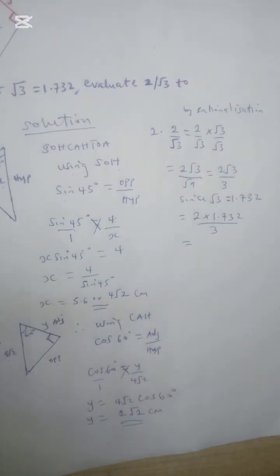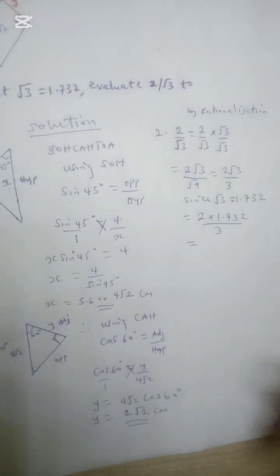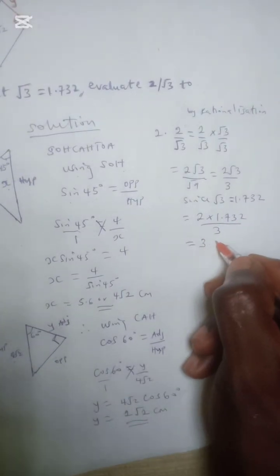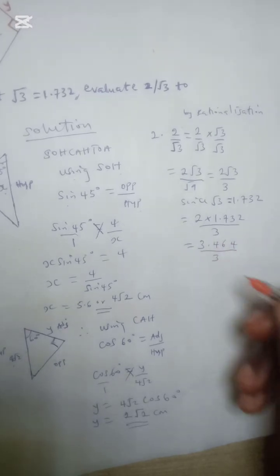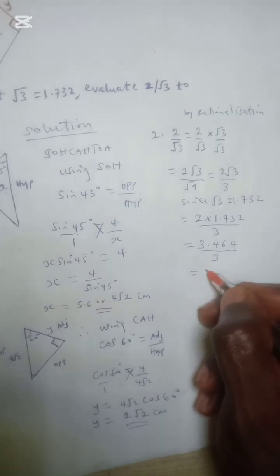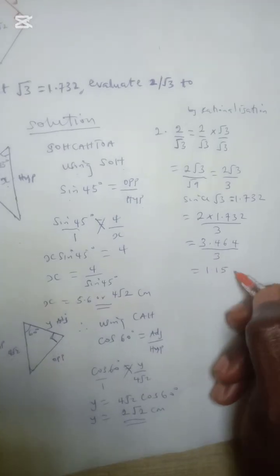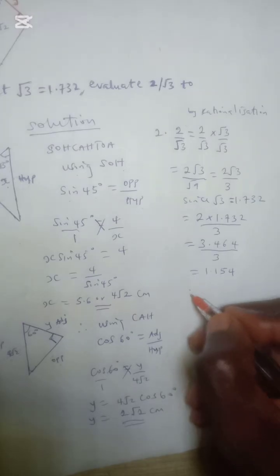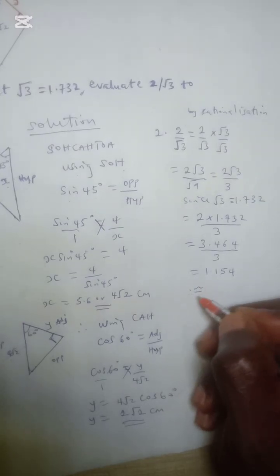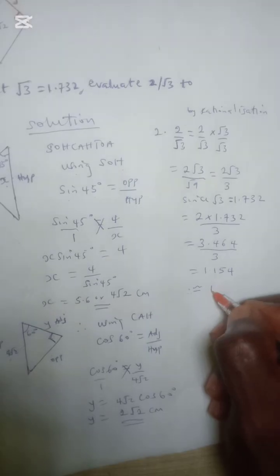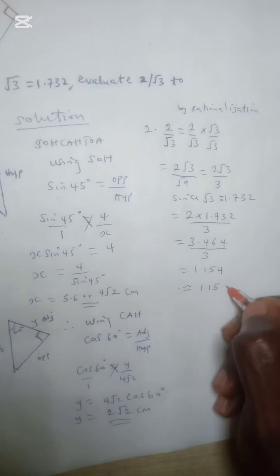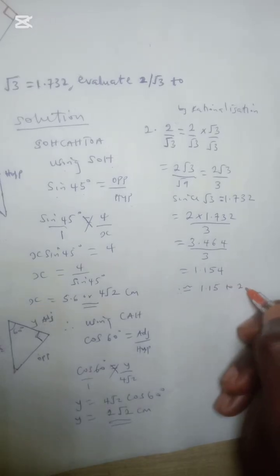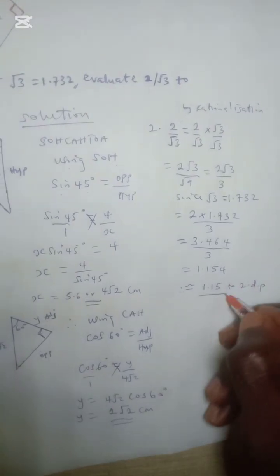So we are now going to have 2 times this, which will give us 3.464, then over 3. Divided by 3, that will be 1.154. Don't forget I said to 2 decimal places. So when you approximate to 2 decimal places, that will be 1.15, because the next digit is 4. So 2 dp. That is our answer.